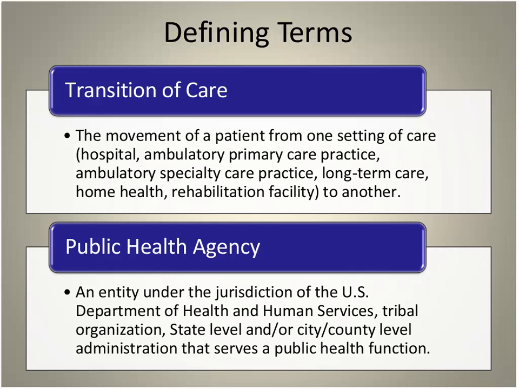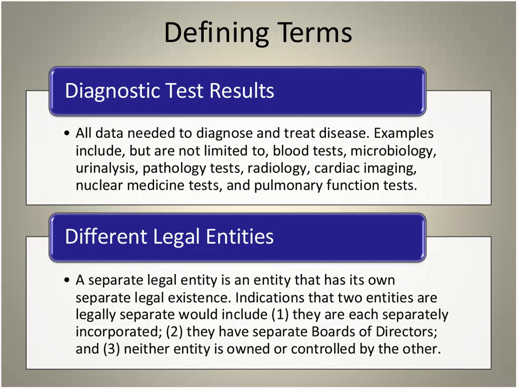Public health agency, an entity under the jurisdiction of the Department of HHS or some other organization that serves a public health function. We're going to see some reporting requirements coming up in some of these objectives tonight. Diagnostic test results, a pretty wide variety of how these are defined, not only chemistries, but urinalysis, pathologies, radiology, everything all the way up through pulmonary function testing, all considered diagnostic test results in terms of meaningful use objectives.